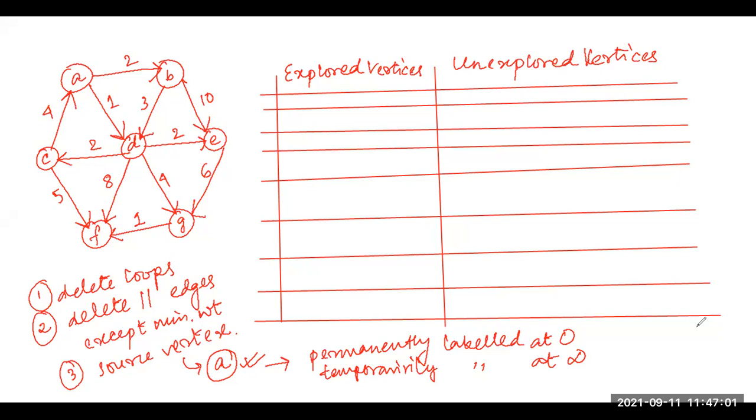Fine. So at the first stage, what will happen? My A is the start vertex here. So it is labeled at 0. And all other vertices B, C, D, E, F, and G are labeled at infinity. Is this step clear to you? Yes or no?